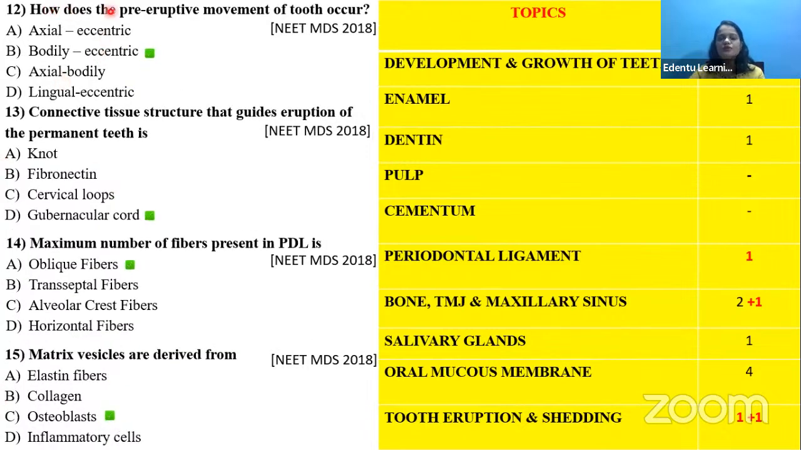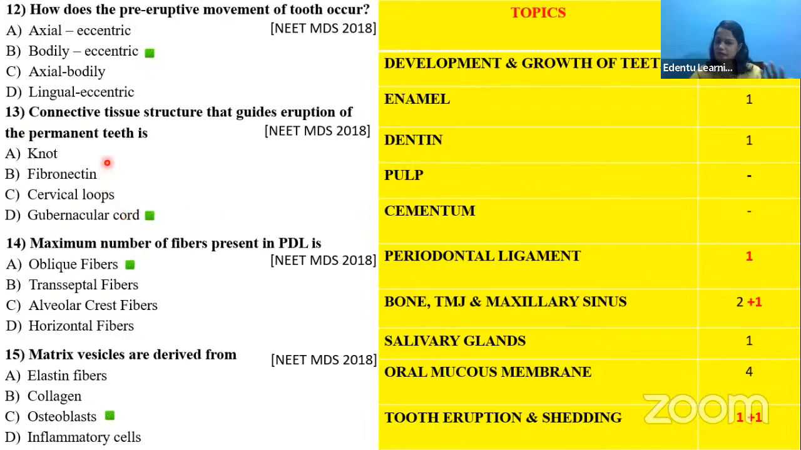Now, next question: how does the pre-eruptive movement of the tooth occur? The pre-eruptive movement of the tooth is usually bodily eccentric. So we can put it under the eruption chapter here. Then next, the connective tissue structure that guides eruption of the permanent teeth is the gubernacular cord. The gubernacular cord is a frequently repeated question.